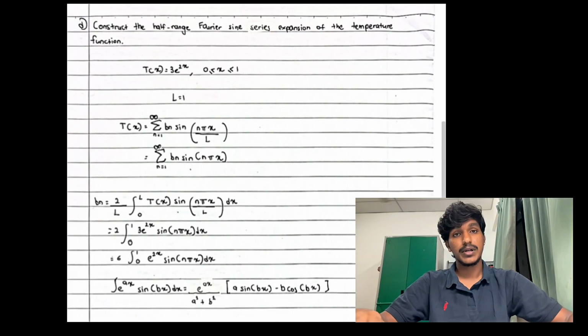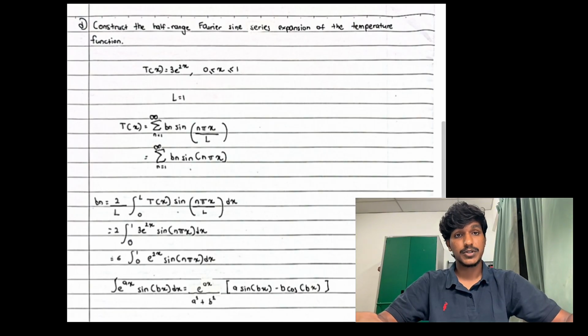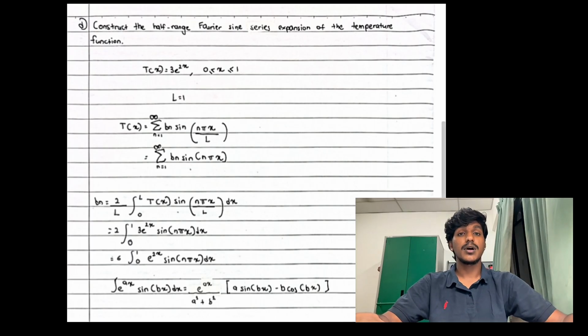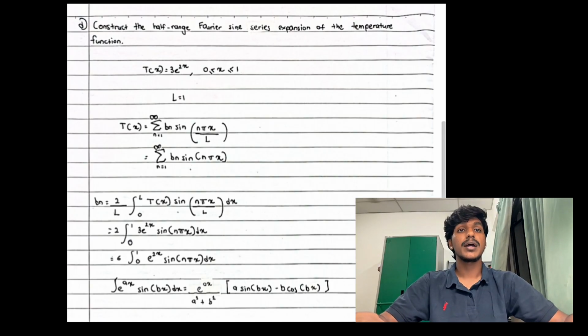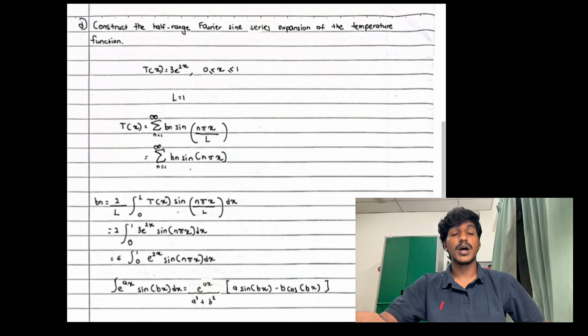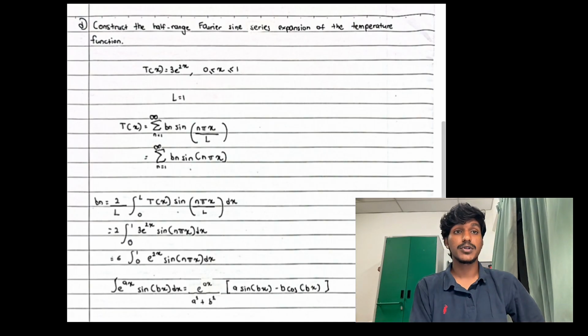Alright, let's tackle part D, where we need to find the half-range sine series expansion for our temperature function T(x) = 3e^(2x), with length L = 1. Our goal here is to rewrite this exponential temperature distribution using only sine waves. The general formula we use is T(x) = summation of bn sine(n pi x). To make this happen, our mission is to find the coefficient bn.